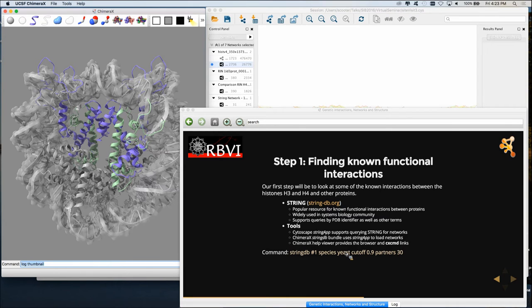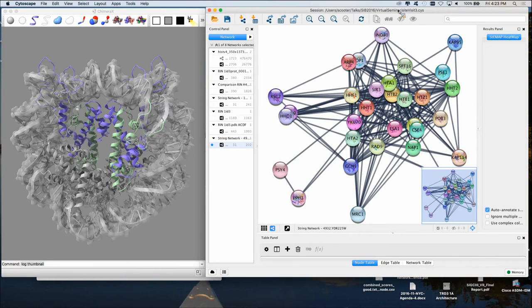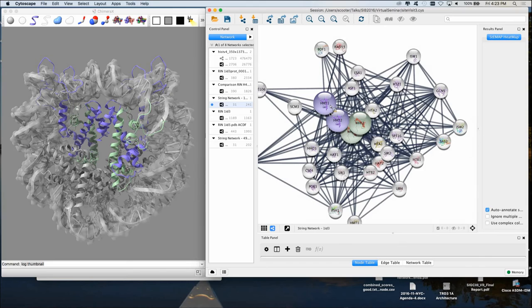Okay? So if I click that, there we go. So this was a query. We went off to string, and we queried based upon using the PDB ID in this case and went off and pulled them down. Now, I spent some time with this network previously to make it a little easier. And what you see here, these are the two genes that encode H3, and these are the two genes that encode H4. I color-coded them the same as what we have over here in Chimera. And now we can begin doing some homework.